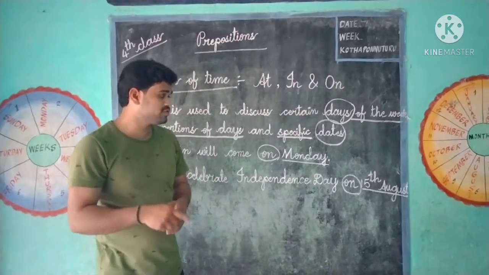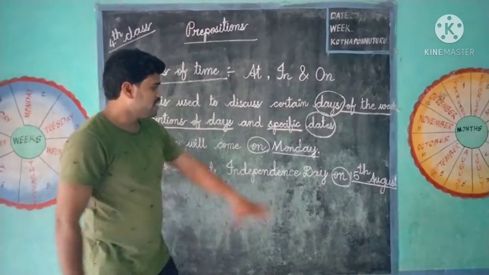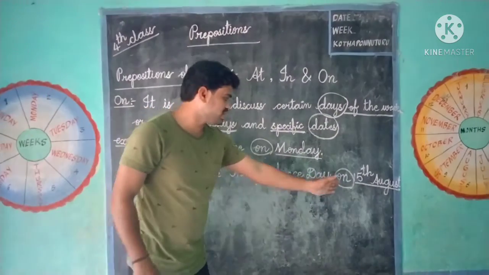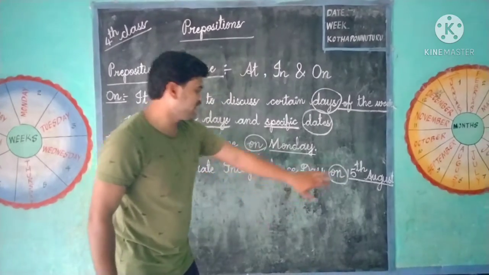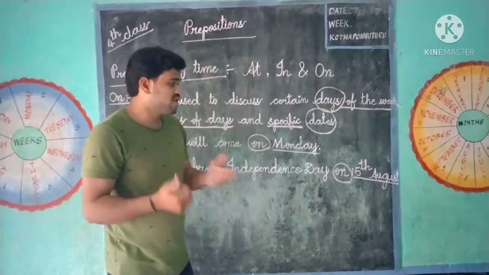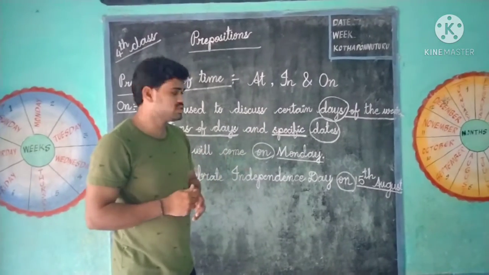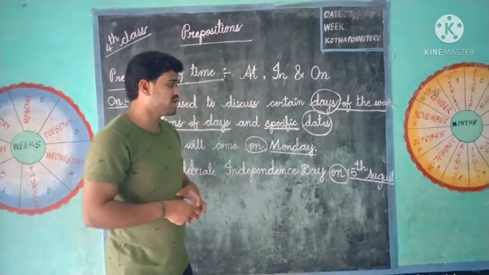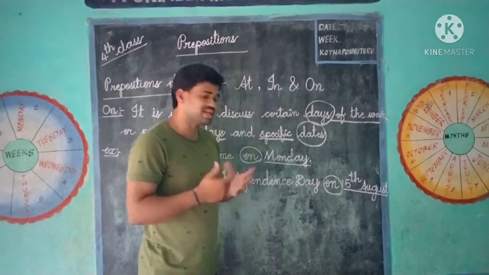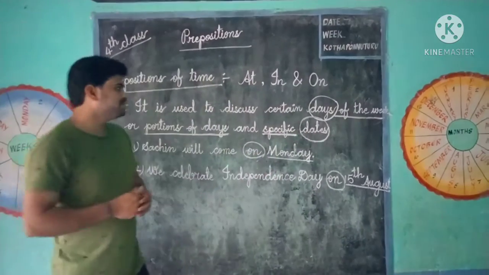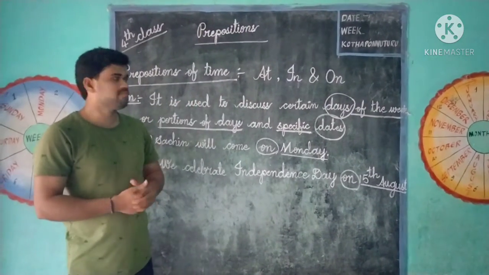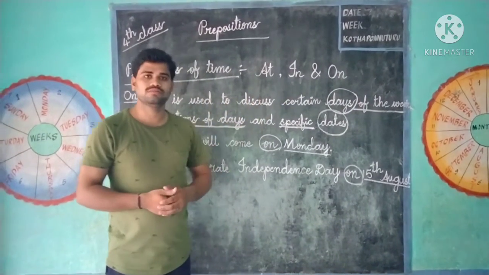But one thing you have to remember here: 15th August is a date. That's why we have used on here. If there is no date, if I write August, then it's a month. When we talk about a month, we must use in, not on. That's why you have to differentiate what is a month and what is a date. So children, these are prepositions of time: at, in and on.